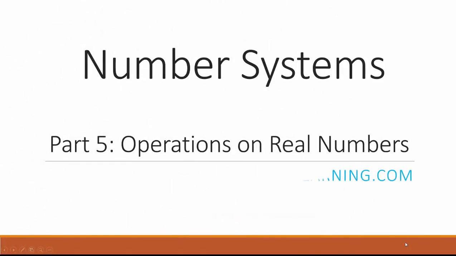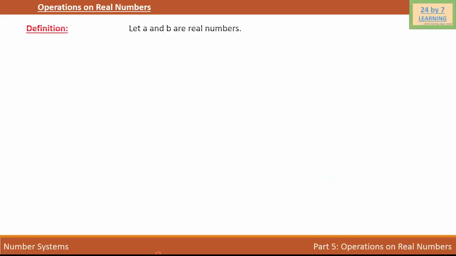Hi there. In our last section, you learned about the real numbers and number line. In this section, you are going to learn about the operations on real numbers. So let's begin. Operations on real numbers. Let a and b be real numbers, then first property.